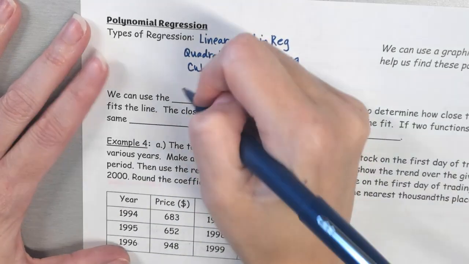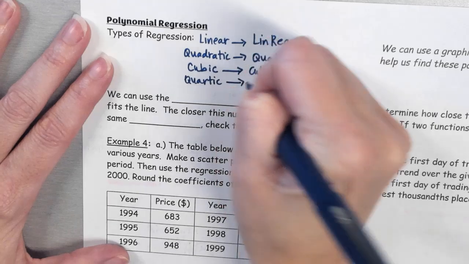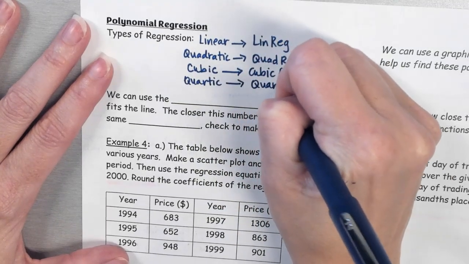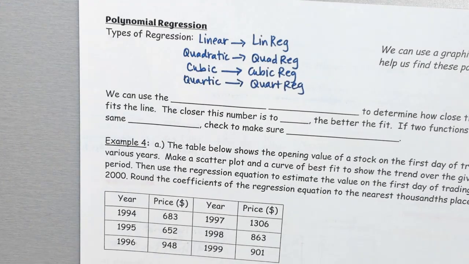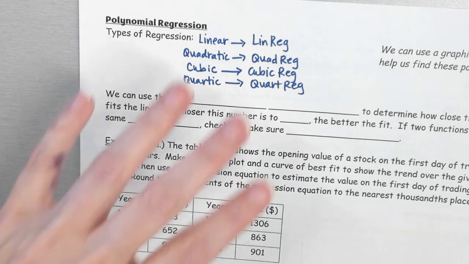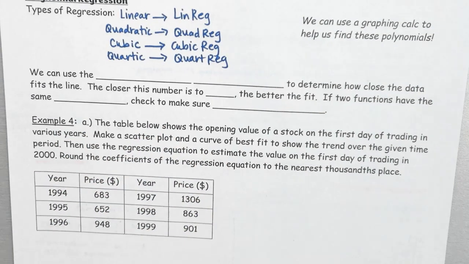And then quartic is quartreg. So these are going to be the 4 that we're working with. And we're going to use our graphing calculator to help us find these polynomials. That's why it's really important that you have it. Okay, so we're going to be using it a lot today and tomorrow and the rest of the week.